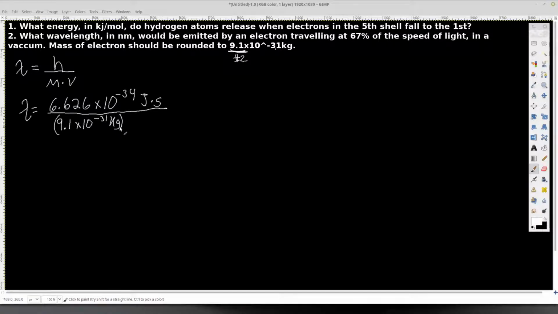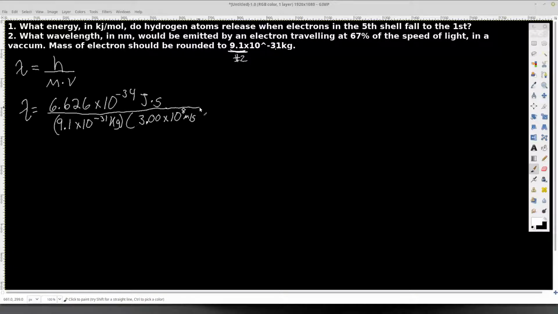Now we need our velocity. They said it was at 67% the speed of light. Well, if you remember earlier, our speed of light that I like to use is 3.00. Now you're probably already yelling, whoa, whoa, whoa, stop, stop, stop. That's the speed of light. That's not 67% the speed of light. And you're right, it's not. That's exactly the speed of light.